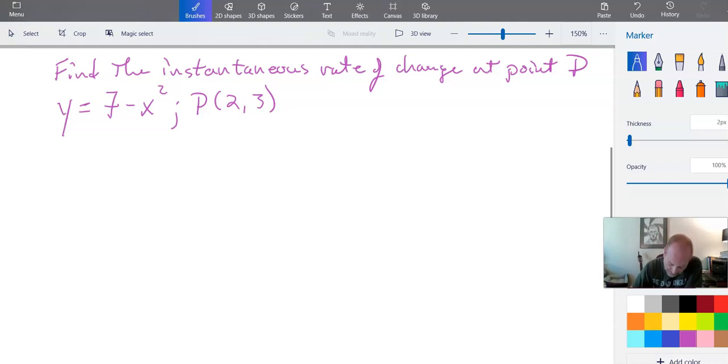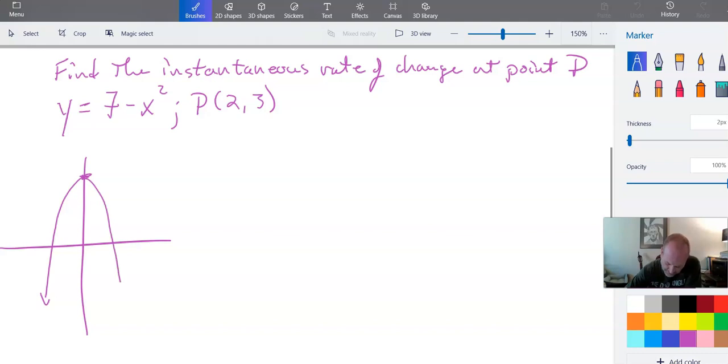So really what you're looking at is a parabola. 7 minus x squared would have a y-intercept of 7 and do something like this. I'm just doing a sketch. I'm not even going to put numbers in here. But at the point (2, 3), I can see this thing is going down. So let's just say that's there.